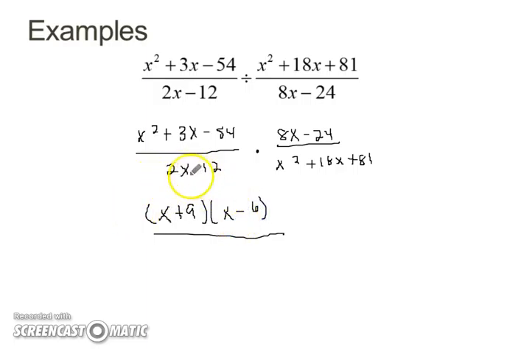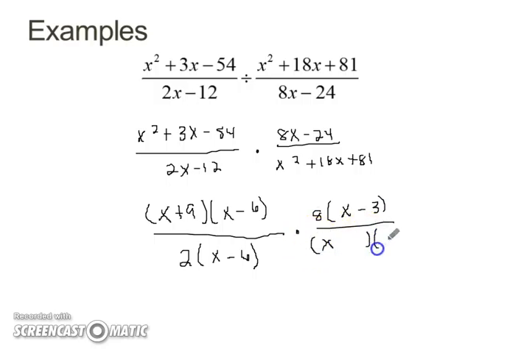Since this is positive, we'd have to have x plus 9, x minus 6. In our denominator, 2x minus 12, they both share a 2. So we divide out a 2 and be left with x minus 6. Over here, 8x minus 24, they both share an 8, and you're left with x minus 3 after you divide out what's in common. And this denominator, factor to two binomials. They have to equal 81 and add to equal 18. So x plus 9 and x plus 9.